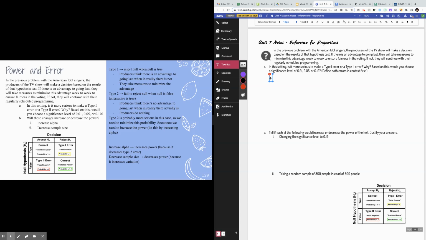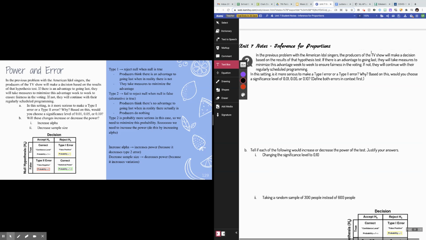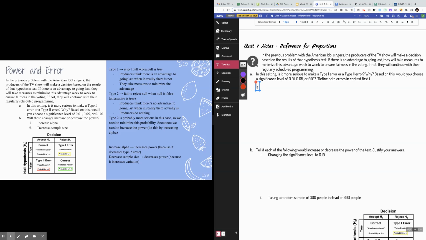So you can kind of see it written out on the left side of the screen, but I'm also going to type it out for you here on the right side of the screen. Okay, so a type 1 error here is going to occur if you reject the null when the null is actually true, like in reality.